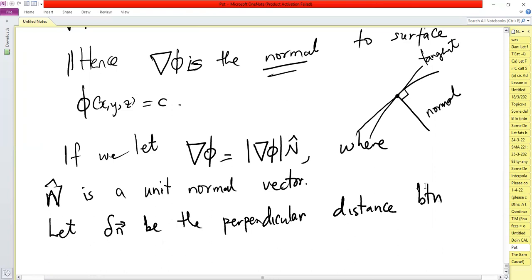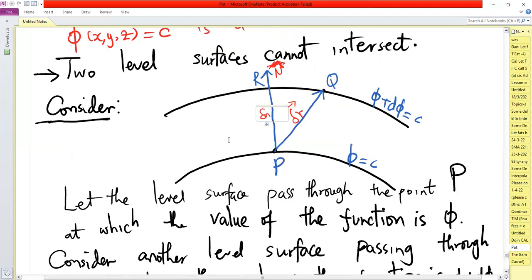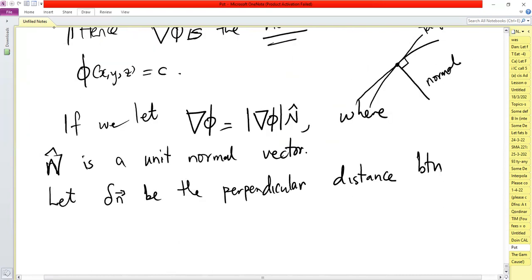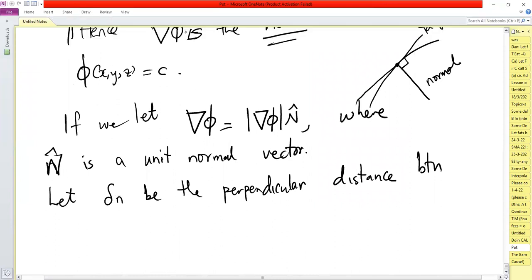So actually, this is not a vector, so from this diagram here, because we are denoting that one to be a distance. So this gap, this perpendicular distance, we are calling dn. It's not a vector. So dn is the perpendicular distance, there's no arrow here, between the two level surfaces.